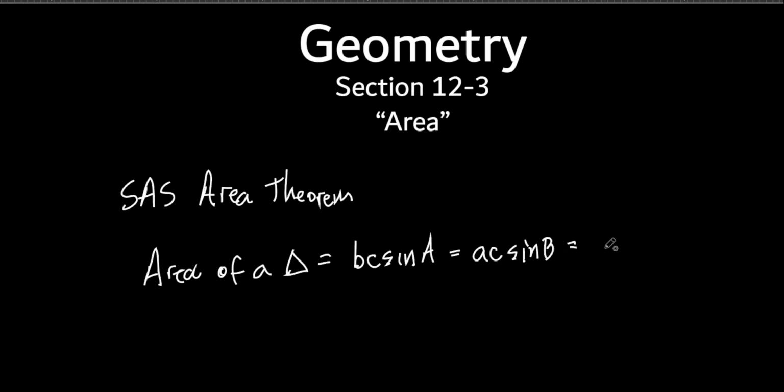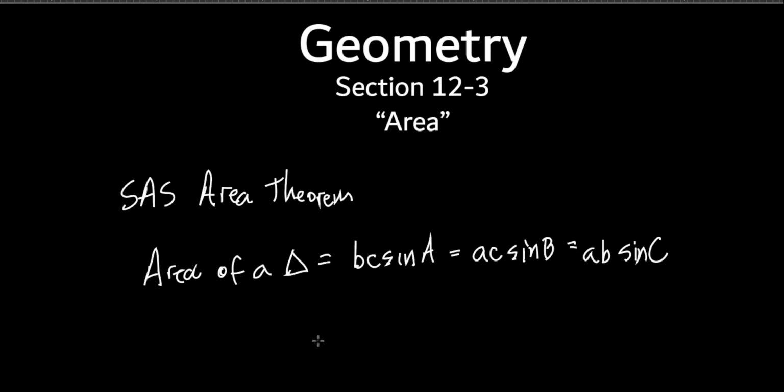So what do you think the third version of this is going to be? Let's do the first part. What do you think you're going to take the sine of? C. Right, you're going to take the sine of C. So what do you think these are going to be right here? A and B, that's right. Do you see the pattern? All right, so basically it's this. Here's an angle that's between these 2 sides. This angle right here, angle B, is between side A and C. This angle right here, C, is between A and B.